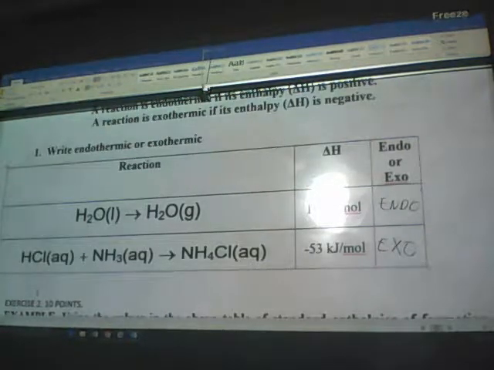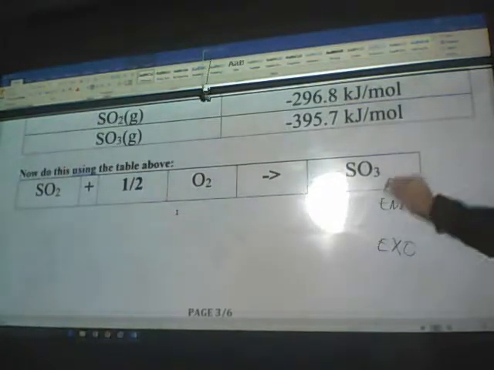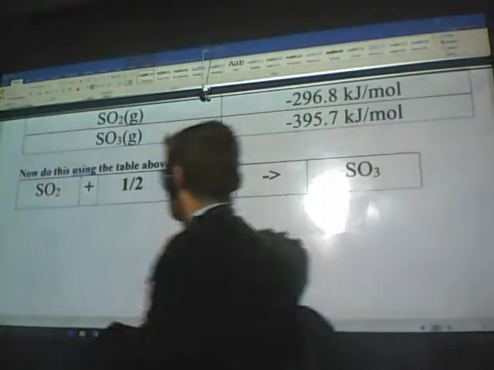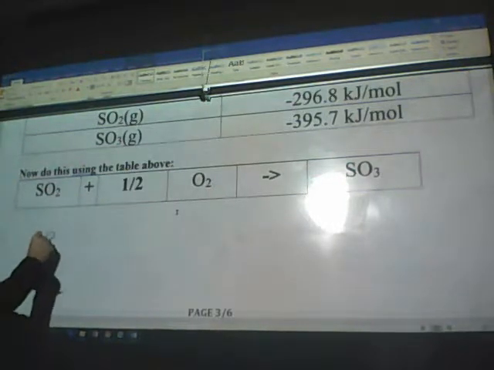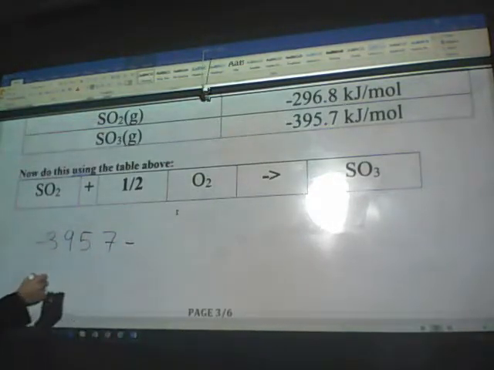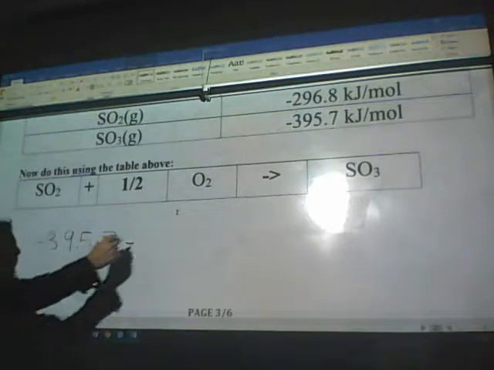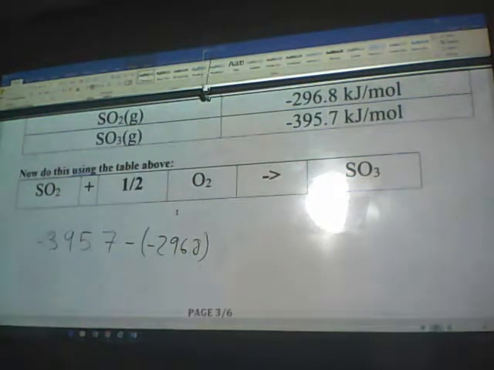There is one example there. And then with that data, you have to calculate the enthalpy for that reaction. So you have to add all the enthalpy in the products. SO3 is minus 395.7, minus the enthalpy of the reactants. SO2 would be minus 296.8, and the enthalpy for elements is 0. Okay, so the only thing you have to do is this operation.